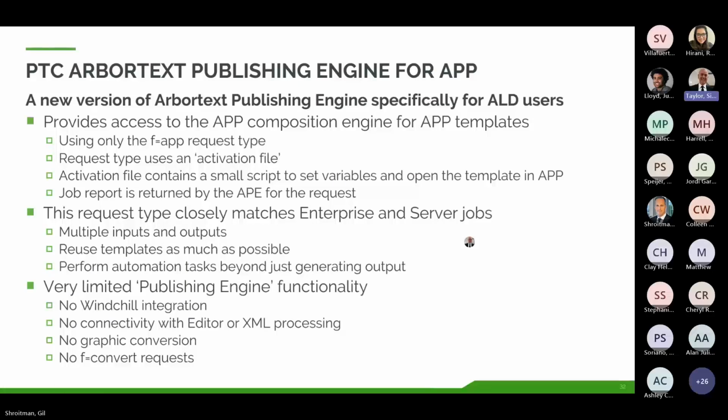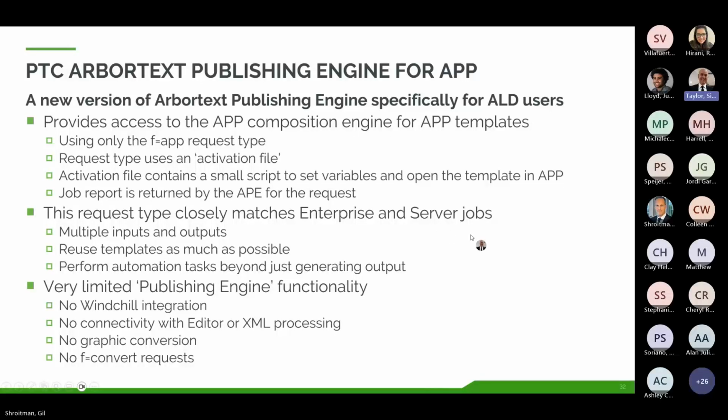So here's a bit more information about it. As I said, it's only for the F equals APP request type, and the limitations are explicit. So no Windchill integration, no connectivity with editor or any XML processing involved, no graphic conversion, no F equals convert requests. So it's purely only for those F equals APP requests. I'd also say that you would need to convince me that this is a good fit for you in order to be able to purchase it too.